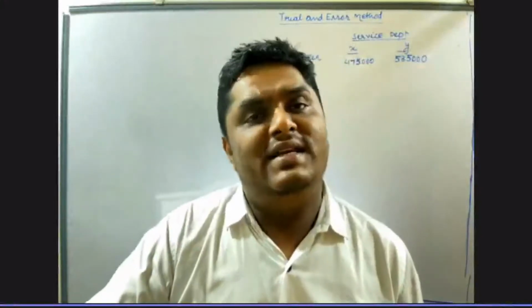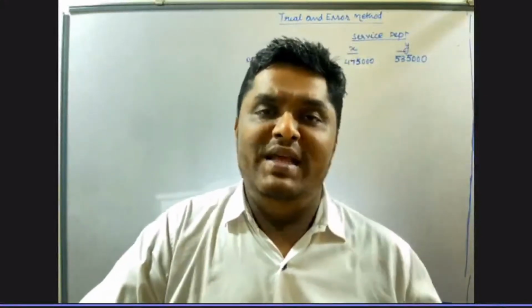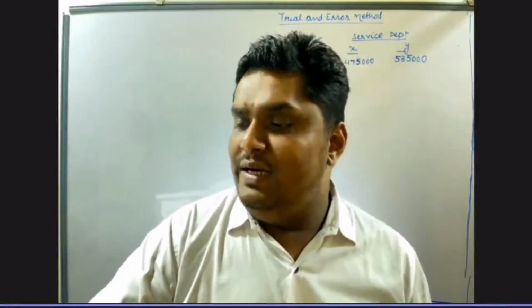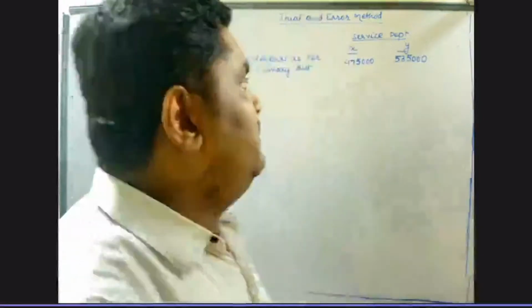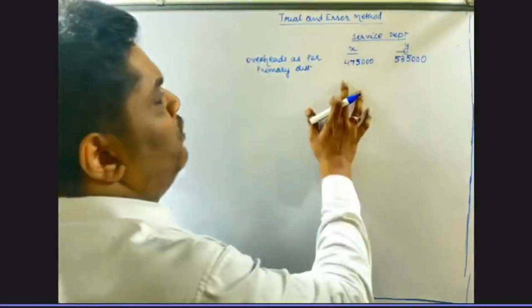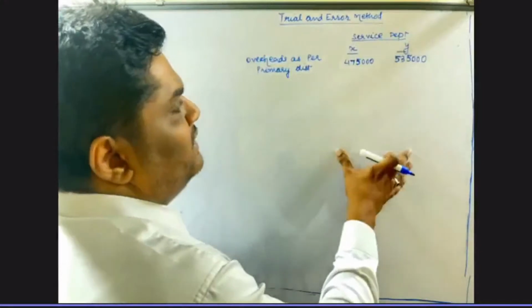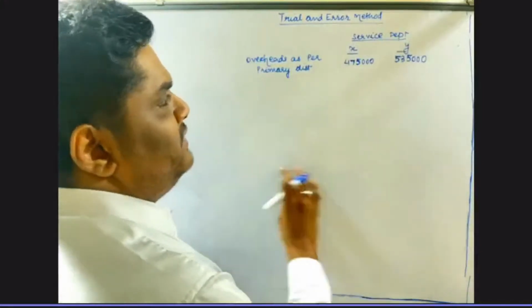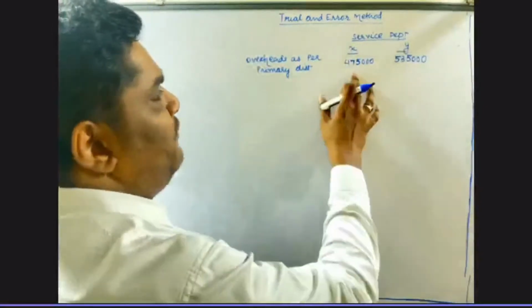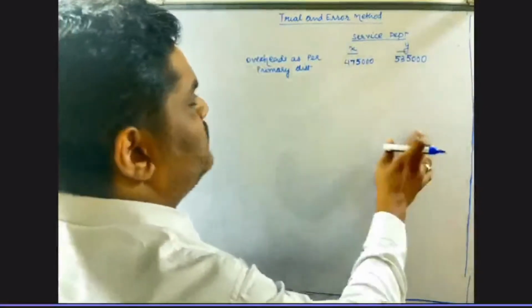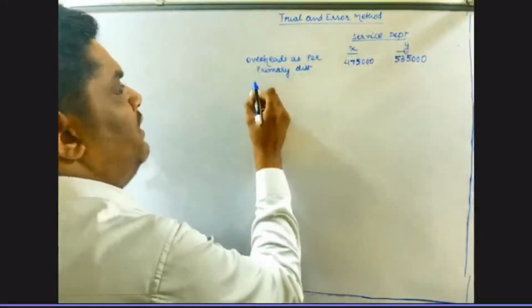Now this method is similar to the repeated distribution method we have discussed, but yes, there is a slight difference. So let's start, guys. Let me take the question first. In this method, we will calculate the total overheads of X and Y, and then we will distribute it among the various production departments. So let's distribute the overheads of X to Y, then Y to X, then X to Y, then Y to X.